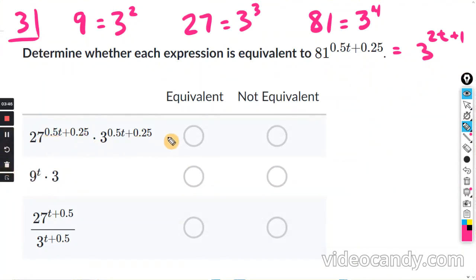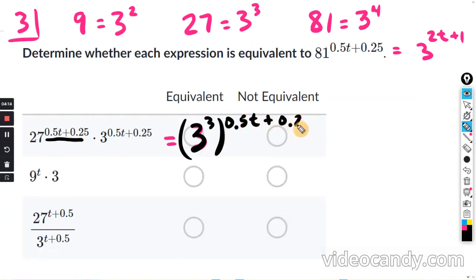Let's convert the first one. We said 27 is equivalent to 3 to the third. In place of 27, I am going to replace 27 with 3 to the third, and that is raised to the power of 0.5t plus 0.25. And that's going to be times 3 to the power of 0.5t plus 0.25.